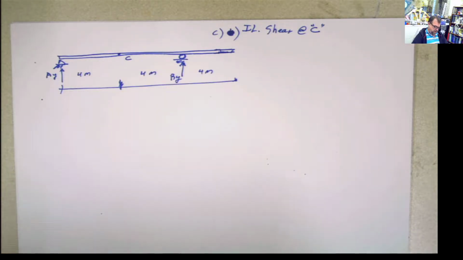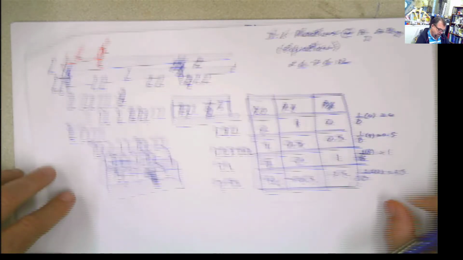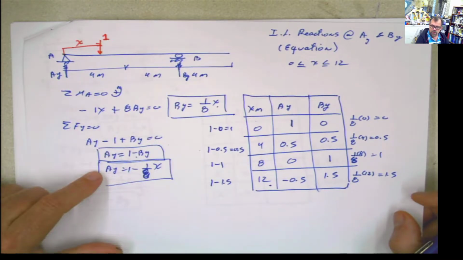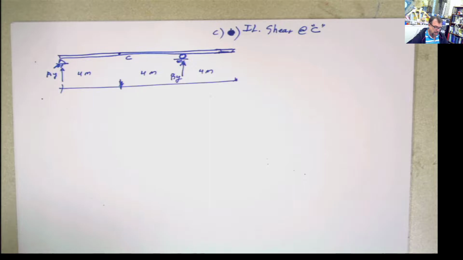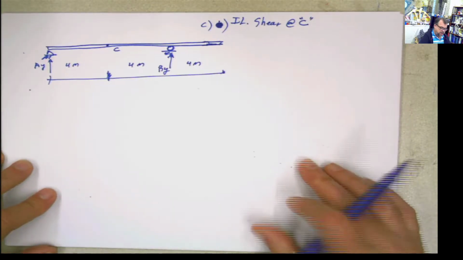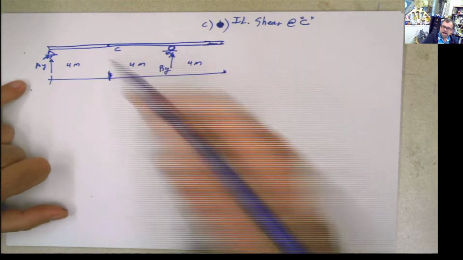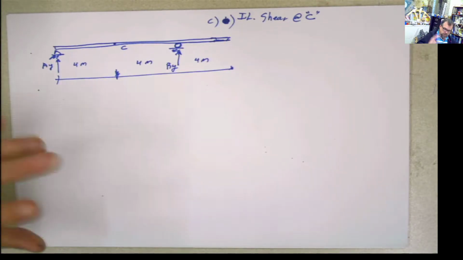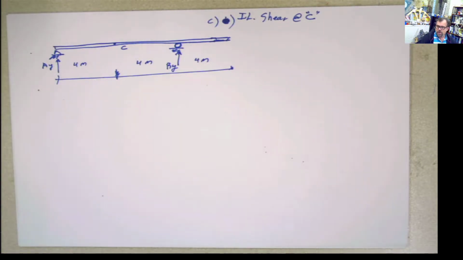Was this part here, and then I call this the equation approach, which is the same one, for reactions. Now we are asked in this part to calculate the shear at C. Do you remember how to erase that part? You should remember how to, but in case that you don't, I'm gonna tell you.